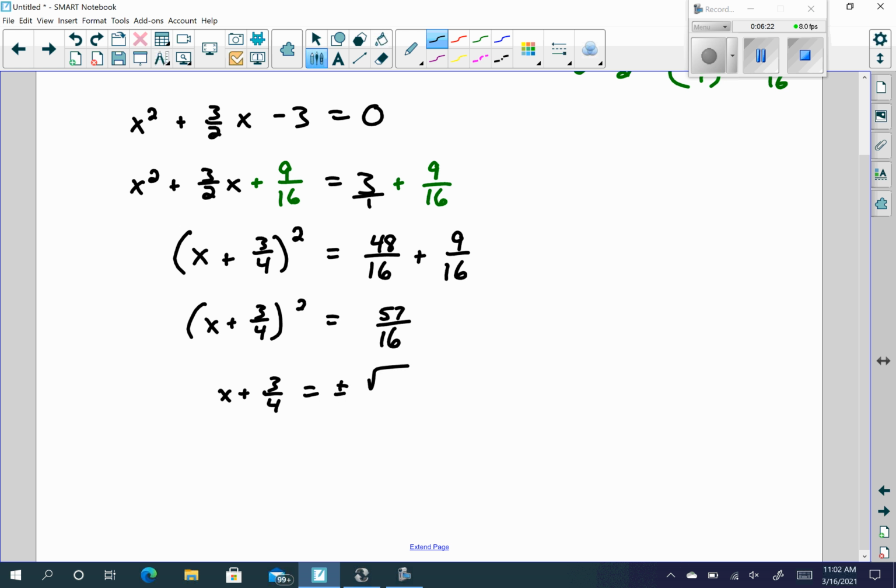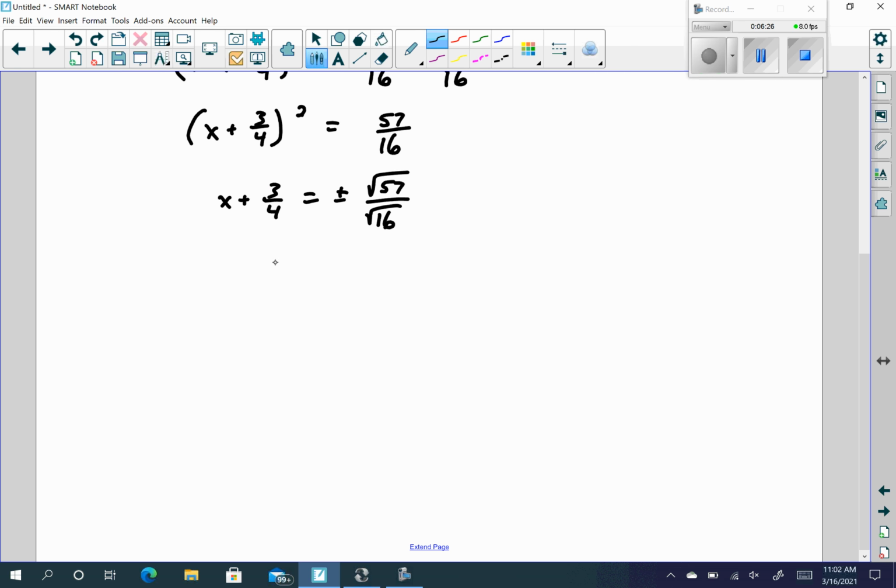Now we'll take the square root of both sides, so this will leave us with x plus 3/4 equals plus or minus radical 57 over radical 16. We'll subtract 3/4. Now radical 57 we can't do anything with, but the square root of 16 is 4. Now we could leave it like this, or if you notice the answer I had was negative 3 plus or minus radical 57 all over 4. It's the same thing.